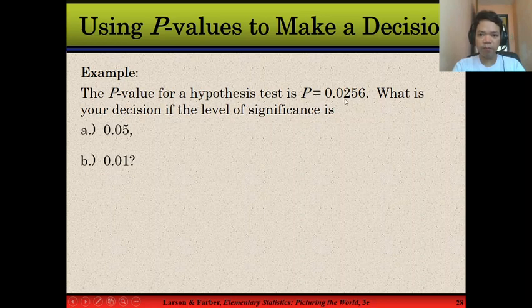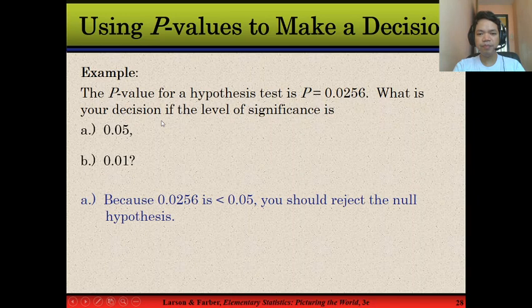O 0.025 na lang gamitin natin as compared sa 0.05. Sino mas malaki? Yung 0.02 o yung 0.05? Mas malaki alpha rito. So, yung p ay less than sa 0.05. So, you should reject the null hypothesis. Di ba kapag less than or equal to, dapat reject.